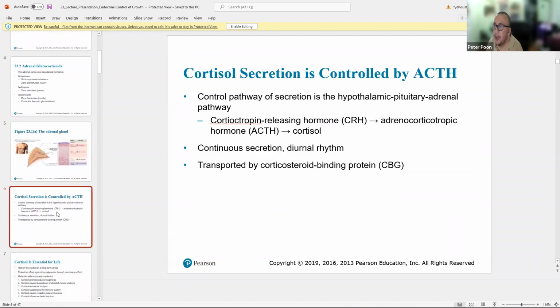Cortisol control: cortisol is secreted in response to ACTH. Cortisol is actually a stress hormone. The control pathway for its secretion is the HPA. Corticotropin-releasing hormone, CRH, goes to the anterior pituitary to release adrenocorticotropic hormone, ACTH, and that then causes cortisol release.